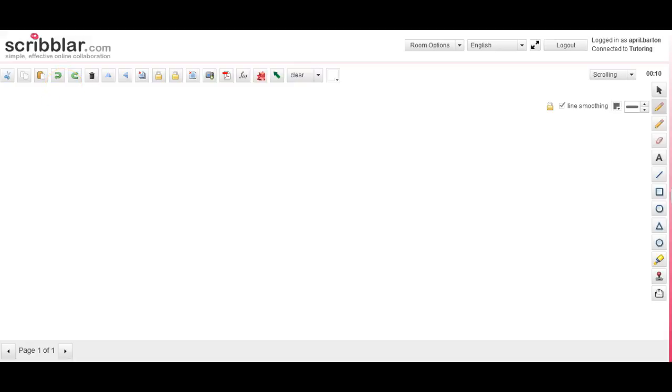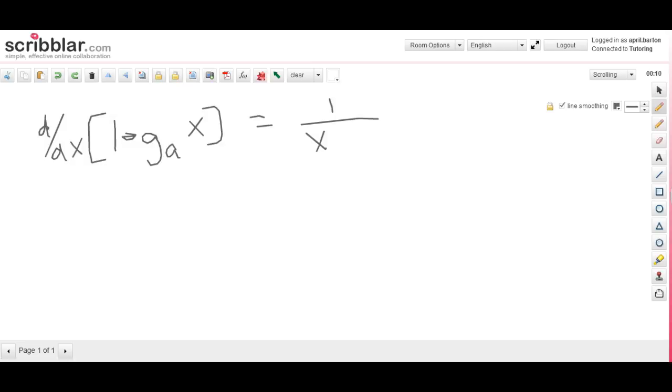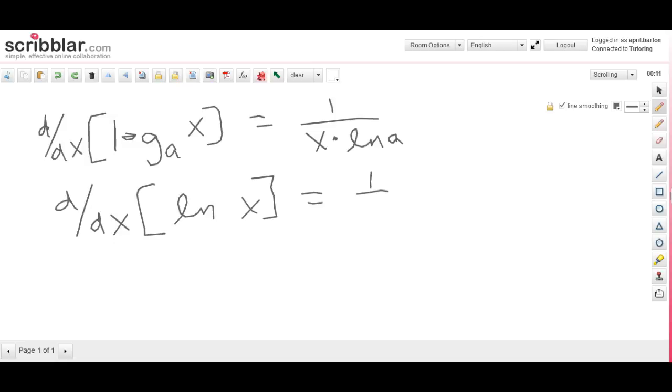This video will be about the derivatives of logarithms and natural logarithms. So when you're working with logarithms, we know the derivative of log base a of x equals 1 over x times the natural log of a. And for natural logs, the derivative's a little bit simpler. The derivative of a natural log is just 1 over x.